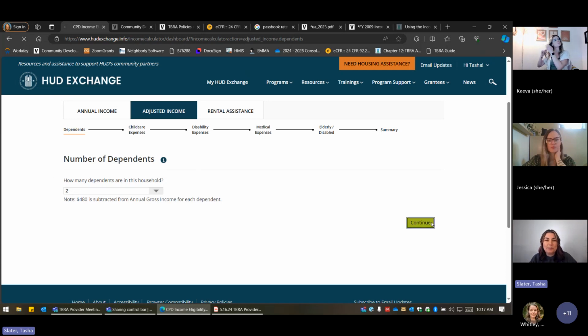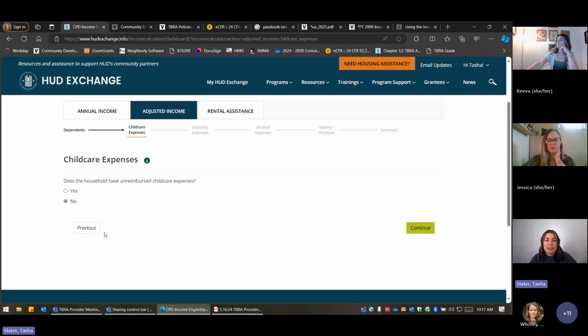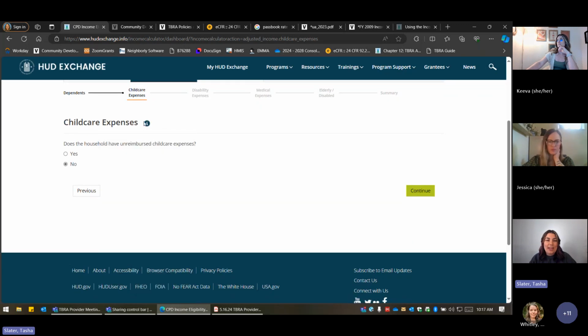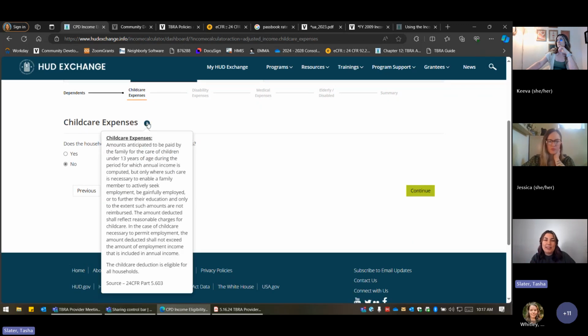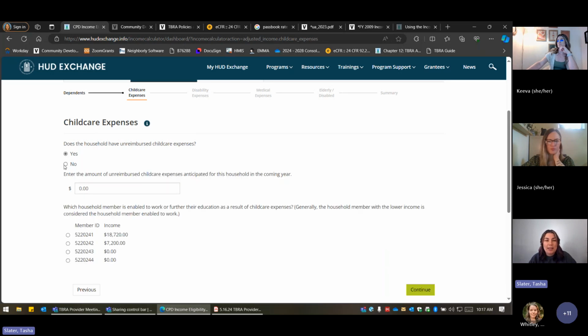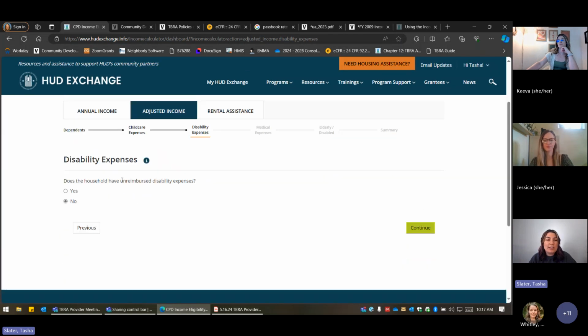dependents in the household. The household in this case does not have reimbursable childcare expenses. If you are unsure, here's more information you can read through. And these are throughout. So if you're reading, these should tell you the answer or help you decide. And if you think, yes, this household does, there will be more information. But in this case, the children are older, so they don't.